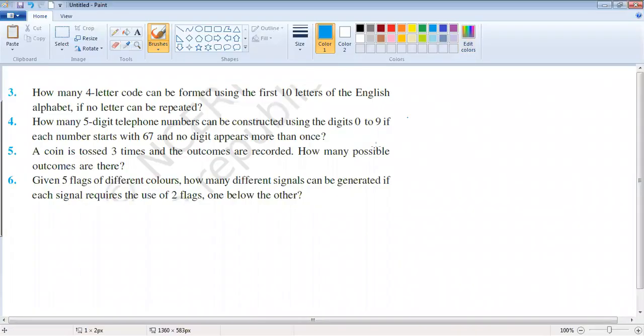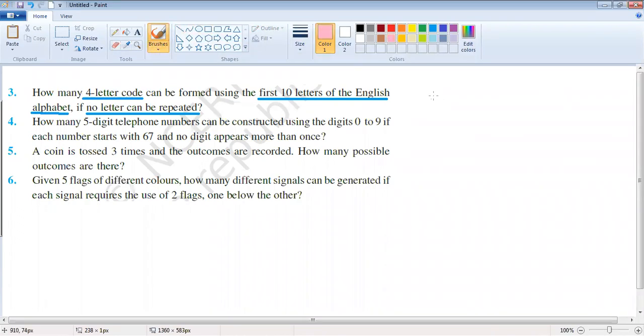Okay, let us come to the next question. Question number 3. How many 4-lettered chords can be formed using the first 10 letters of the English alphabet? So we need 4-letter chords using the first 10 letters of the English alphabet. Condition: no letter can be repeated. Letters cannot be repeated.